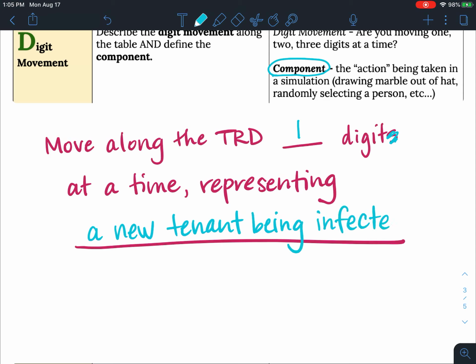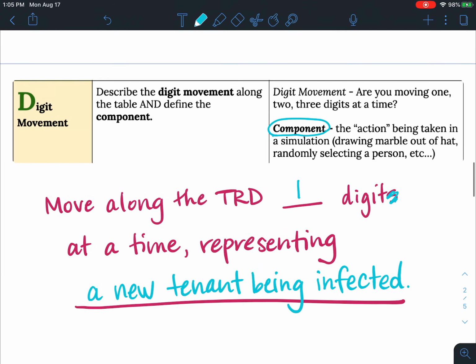So really you need to bring the context of the problem into this. So basically every second sentence in this situation needs to go along with what's in pink, and you fill it in for however many digits you're using on the TRD. Okay.